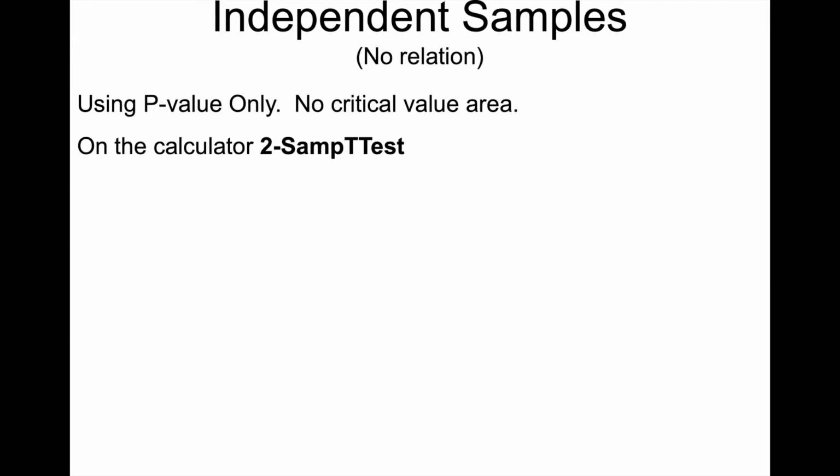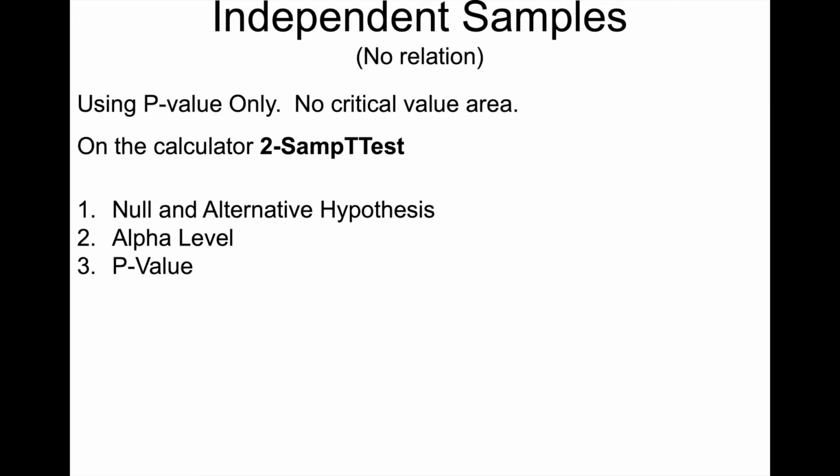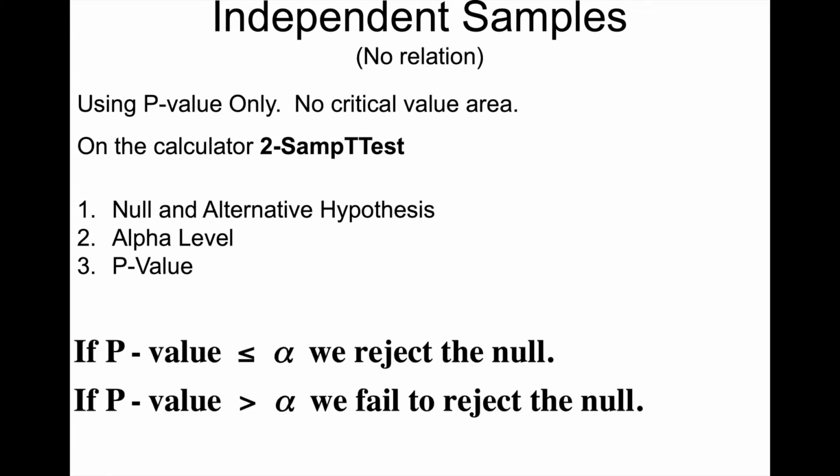So two sample t-tests. The information you need is the same as for the other p-value tests. We're still going to need a null and alternative hypothesis, alpha level, and p-value. Those are the three pieces I'm going to need to see, and then using those, you're going to come up with the conclusion. Same rules as before. If p-value is less than or equal to alpha, we reject the null. If p-value is greater than alpha, we fail to reject the null. So again, very, very similar to what we have been doing.